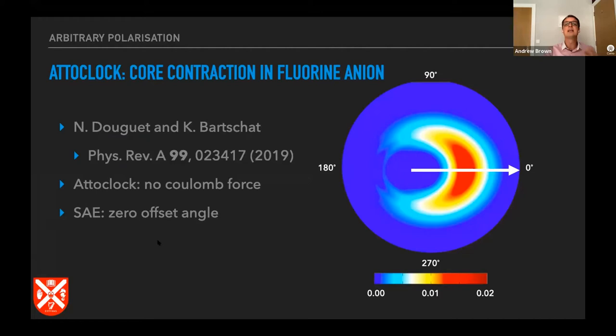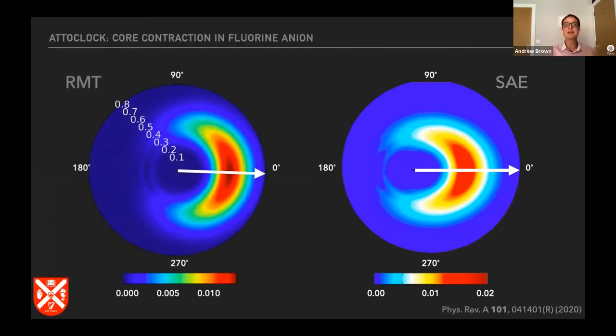But what they found in their calculation, which was a single active electron calculation, was that they got a zero offset angle for the particular laser parameters they used. Now, the reason we decided to repeat these simulations with RMT is because we know that the Coulomb force isn't the only force at play here. You also have the electron correlation. As this photodetachment is taking place, the electrons are speaking to each other and affecting each other, and RMT should pick that up. And indeed, when we repeated their calculations, we found a slight negative offset angle. This is just a small angle here, minus 2 degrees, which isn't very much.